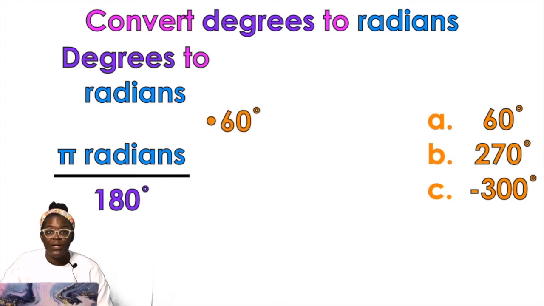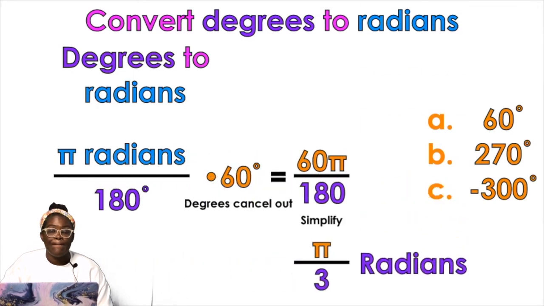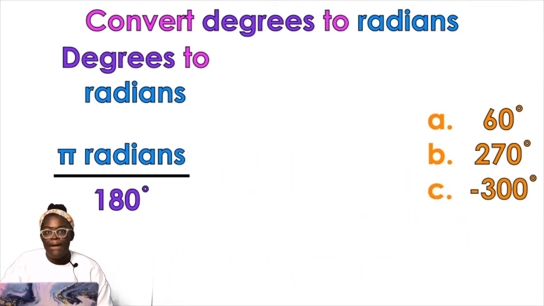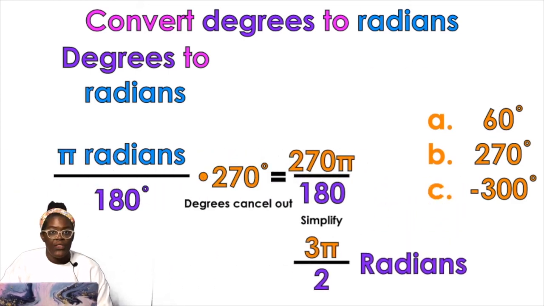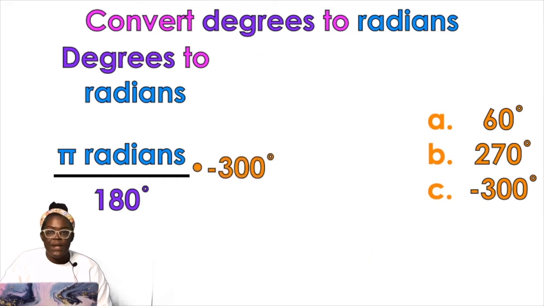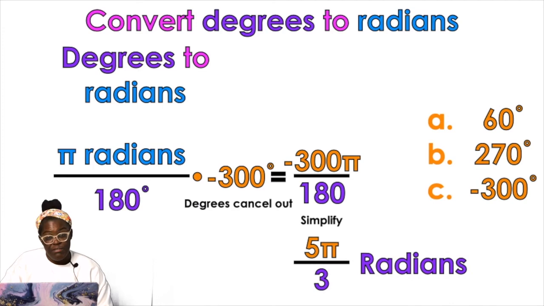I'm about to go through these quick. Pi over 3. 3 pi over 2. 5 pi over 3. Okay.